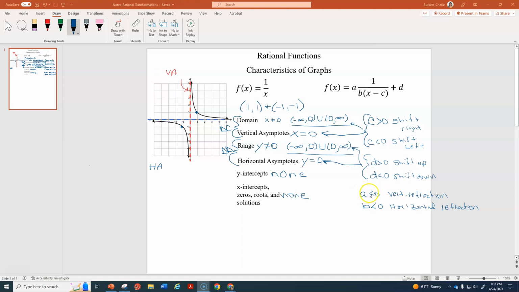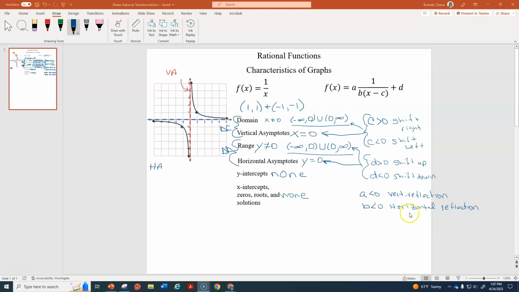If A is a negative number, you are going to have a vertical reflection. That means everything that's above the x-axis, like this branch right here, if it's a vertical reflection, this branch will reflect down here. And everything that's below the x-axis will reflect up. That's what happens when A is negative.